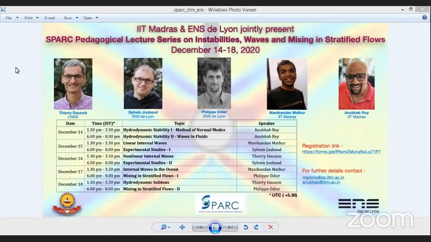And we have two lectures given by Philippe Odier on Thursday and Friday on mixing in stratified flows. That's an outstanding research topic, not often covered in introductory courses, but nevertheless, hopefully we'll come to appreciate that mixing in stratified flows is of huge importance to study the atmosphere or the ocean. And we also have a lecture on Friday by Thierry Dauxois, continuing from his nonlinear internal waves lecture. His last lecture will be on hydrodynamic solitons.